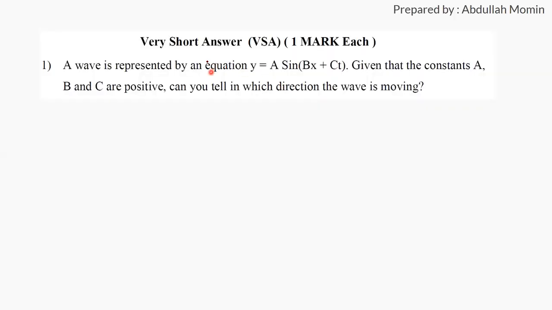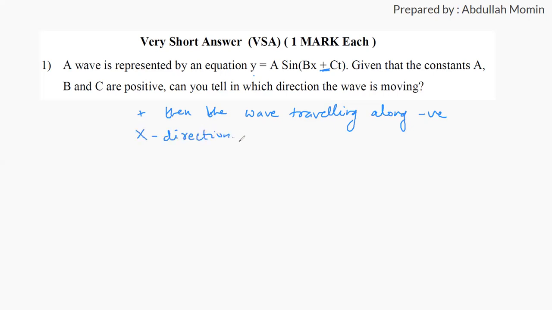So the first question is from very short answer. A wave is represented by the equation y is equal to a sine (bx + ct). Given that constants A, B, and C are positive, can you tell which direction the wave is moving? So if there is a positive sign in between the constants, then the wave is traveling along negative x direction.